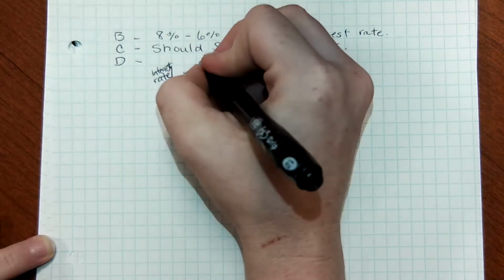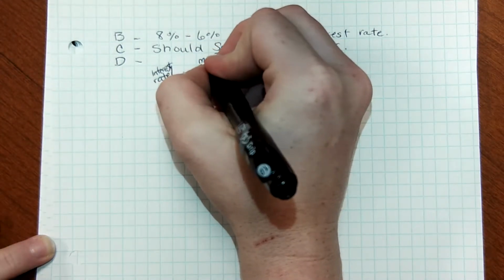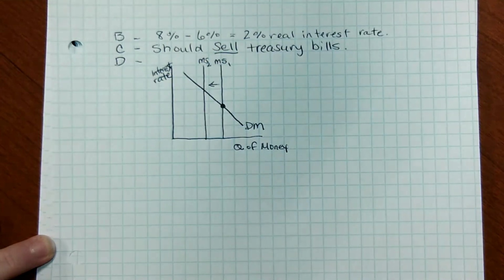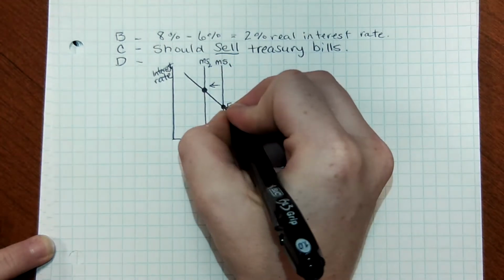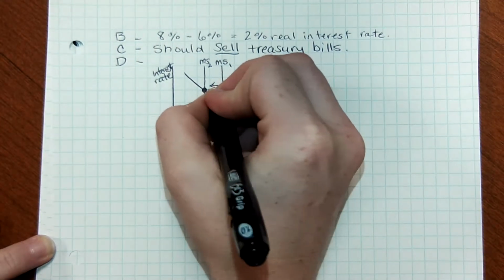All right, so this is money supply 1 and 2. So now we have a new equilibrium. I'll call this E1, I'll call this E2.